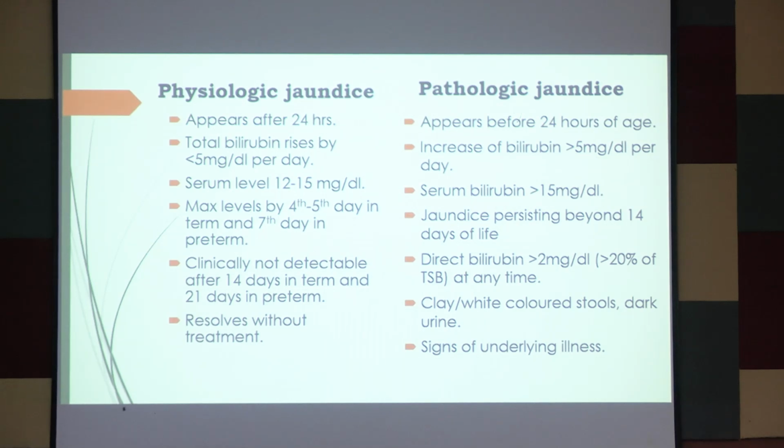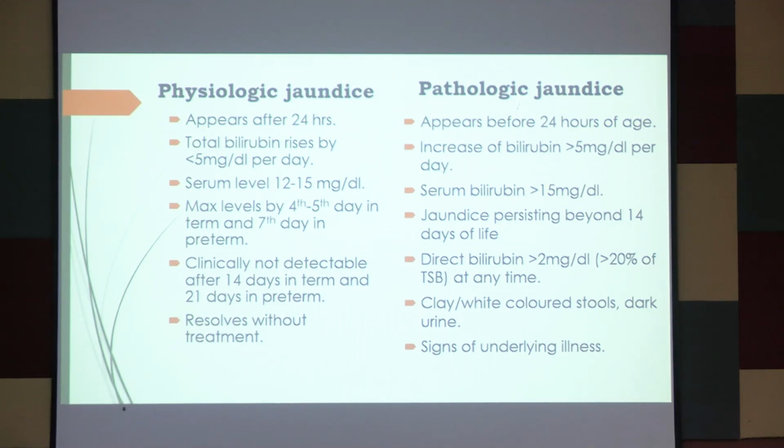Now, what are the differences between physiological and pathological jaundice? How to differentiate? Physiological jaundice appears after 24 hours, that is from day 2 or day 3. Total bilirubin rises by less than 5 milligram per deciliter per day. And pathological jaundice appears before 24 hours of age, that is in day 1. Day 1 baby will develop pathological jaundice, and here the increase of bilirubin level will be more than 5 milligram per deciliter per day.